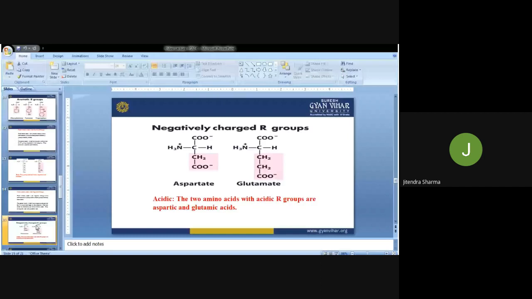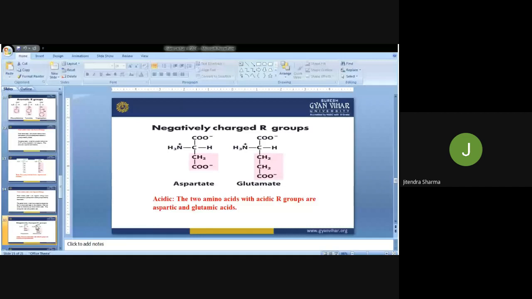It is very important that we understand what is no charge, what is positive charge, and what is negative charge, because on the basis of that we have the description of the amino acids. Classification is based upon the availability of the amino acids. So this classification is like that.